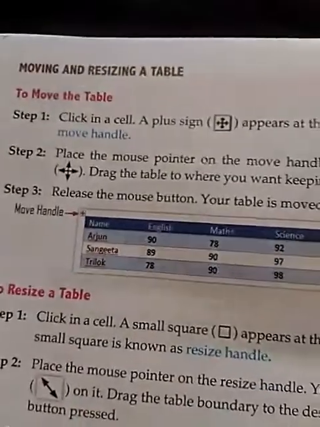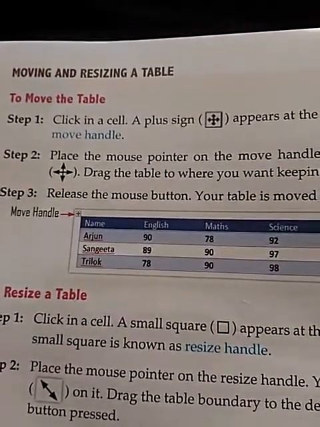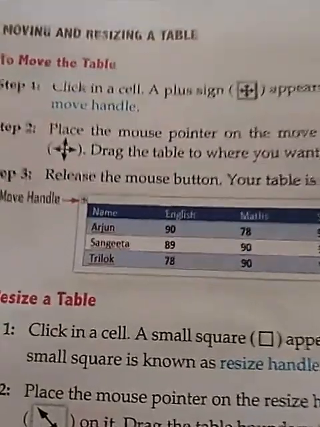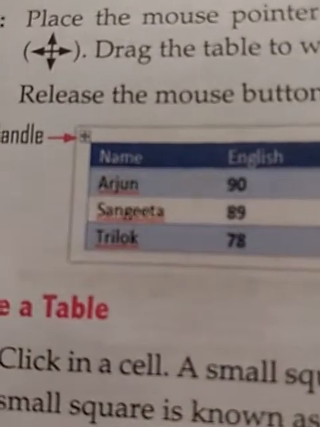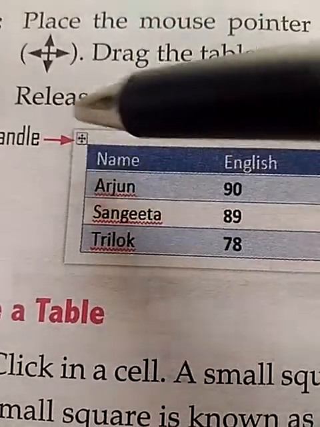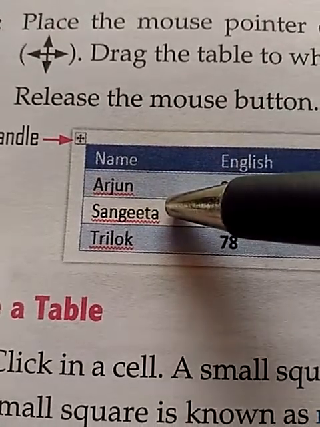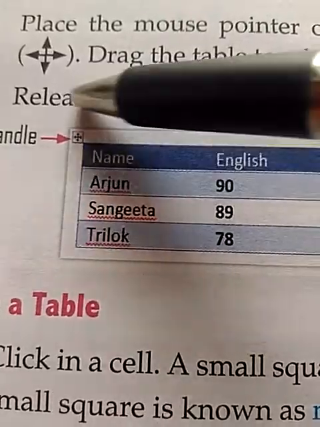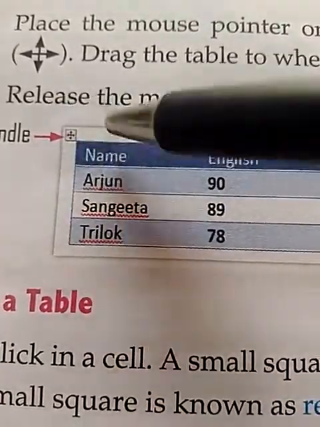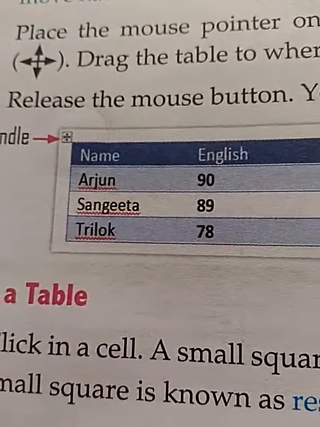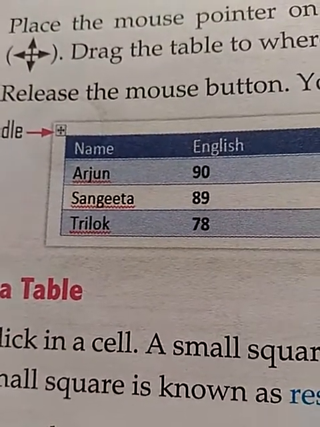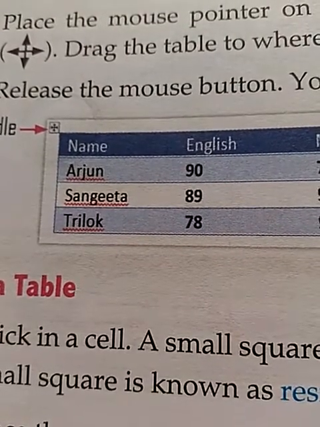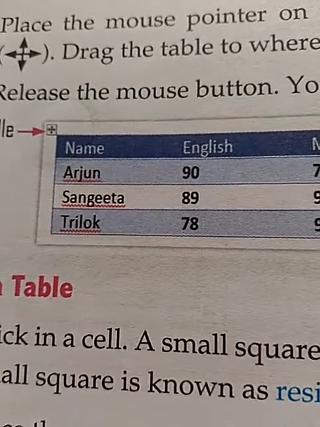Now the last topic, moving or resizing a table. You can move or resize the table by clicking on this move handle. When you place the cursor in the table or you select the table, you will find this pointer over here. If you click and drag the mouse from one place to another in the document, then the table will be moved according to your movement of the mouse.